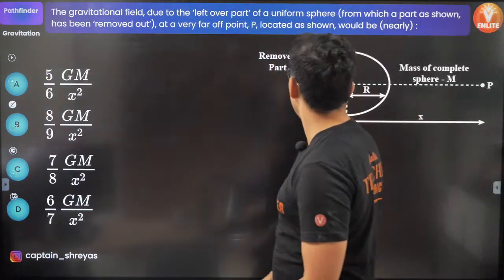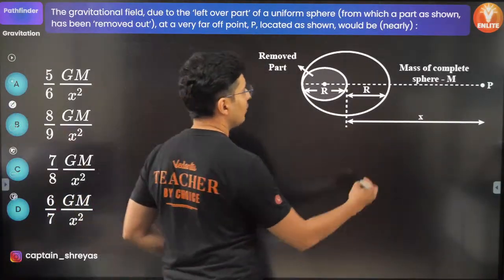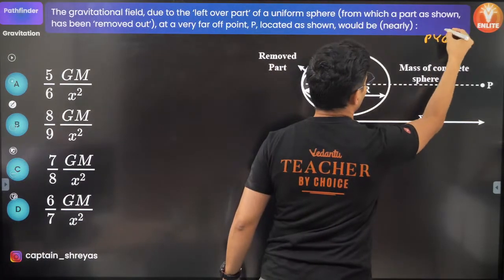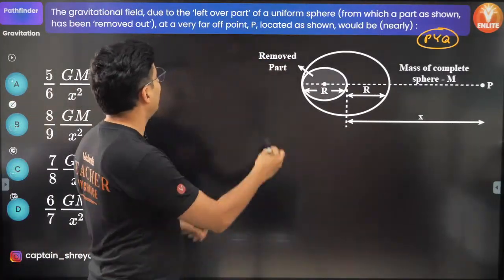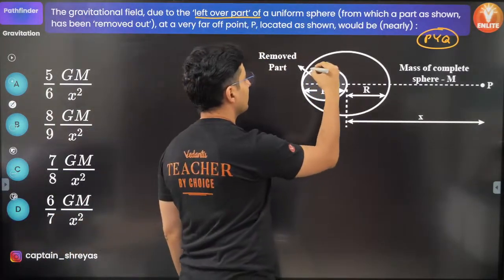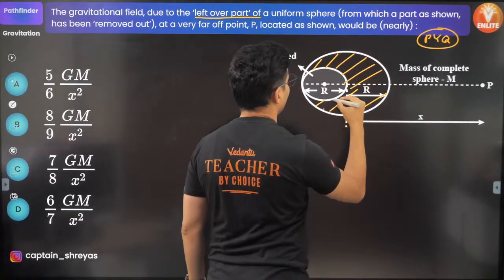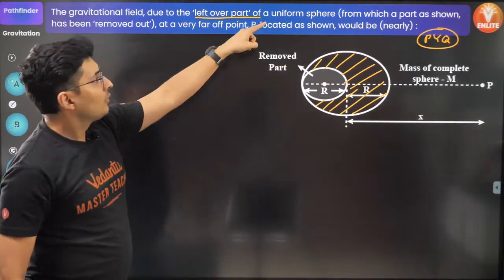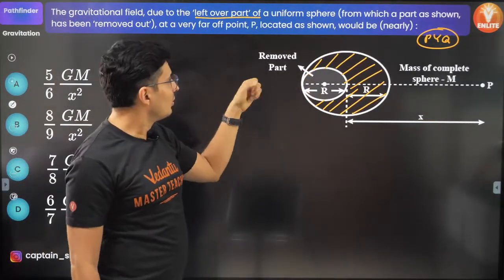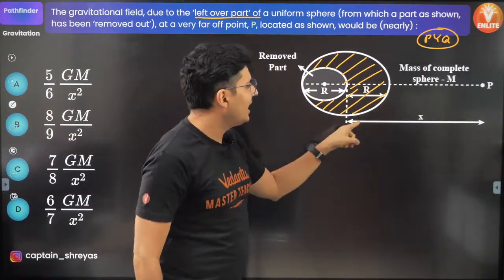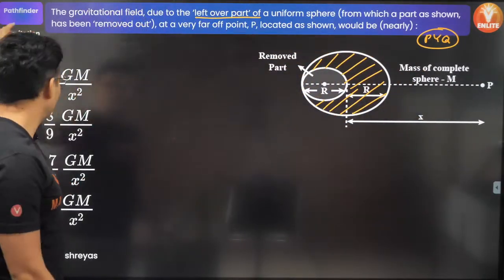Next question. Wow. What is this? This is a previous year question, I think. I don't remember the year, but for sure, I think this is a previous year question. Let's solve this. The field due to the leftover part, meaning this part. This is the leftover part, from which a part has been removed out. You can see this part has been removed out. At a point which is very, very far away, would be nearly, approximately. Let's try and solve this.